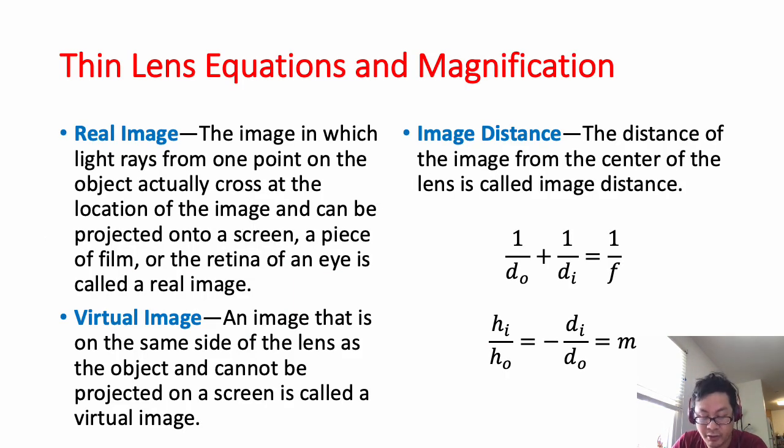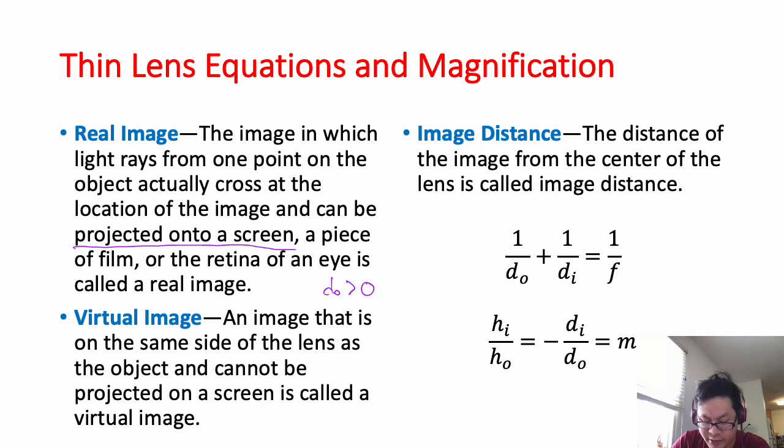In the thin lens equation and the magnification, we have a new term here. A real image is the image in which light rays from one point on the object actually cross at the location of the image and can be projected on a screen, or a piece of film, or the retina of an eye. And for a real image, the distance DO is larger than zero.